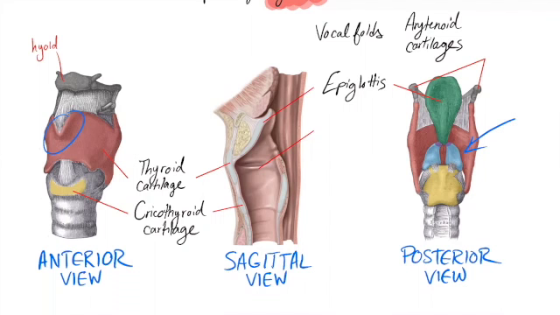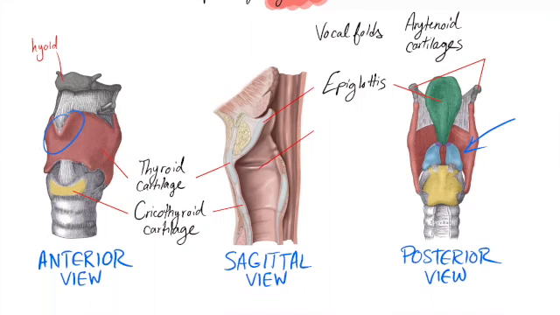Now, another name for that opening that the epiglottis closes off is the rima glottidis. And the rima glottidis can be closed or opened depending on the rotation of the arytenoid cartilages, which I'm going to get to in a second. But essentially, the rotation of those cartilages allows us to produce speech.